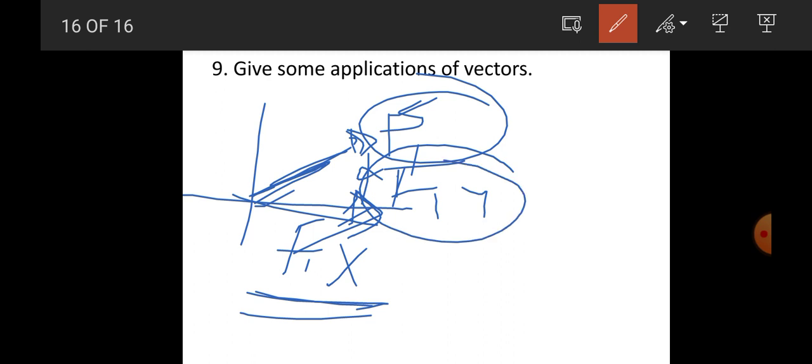So vectors are used to analyze force. They are used to determine the position of an object. So the applications of vectors are to determine the position of an object, to analyze force, to calculate the magnetic field, and so on. More than that can be listed. These are the applications of vectors.